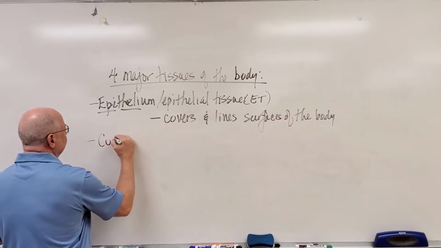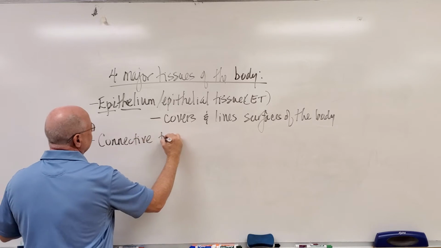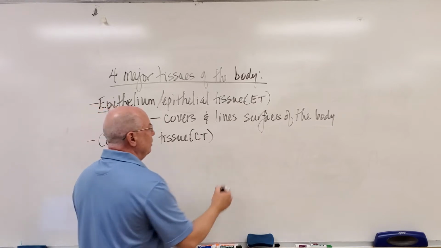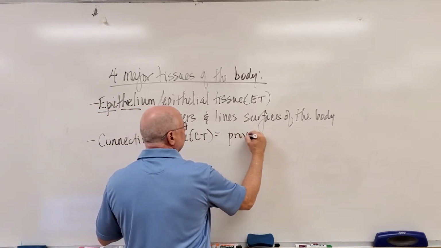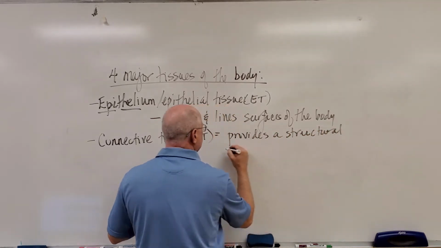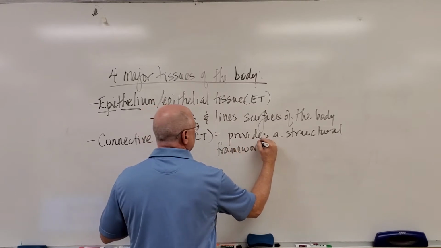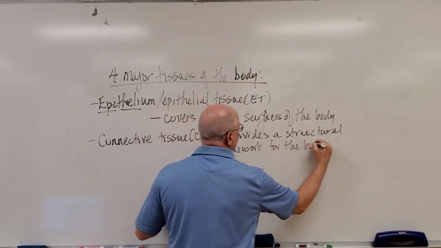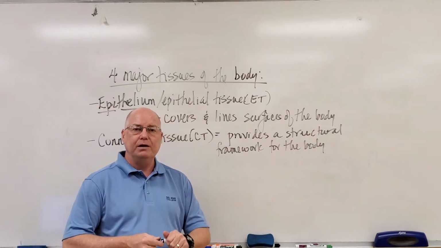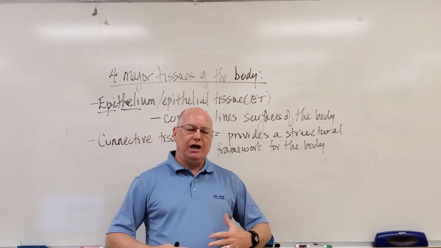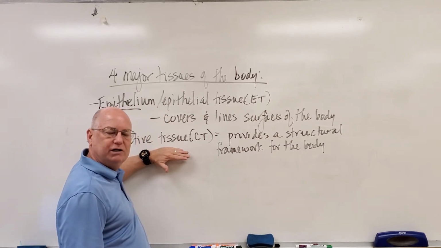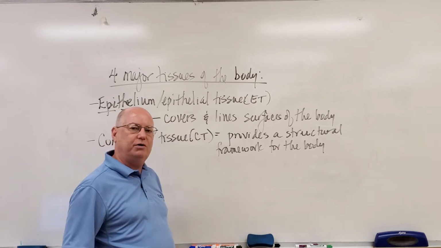The next type of tissue is called connective tissue, and we abbreviate connective tissue as CT a lot of times. Connective tissue provides a structural framework for the body. That's its basic function. It connects or holds everything together. If I think about a house that's being built and you see all the 2x4s in the framework, that's the connective tissue. It's bones, it's ligaments and tendons, and a lot of the structural framework of the body.